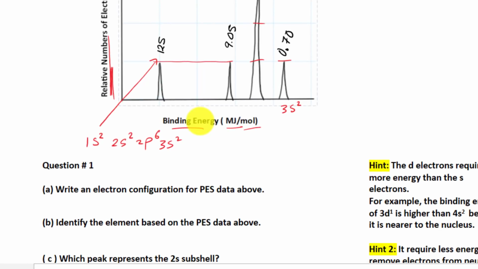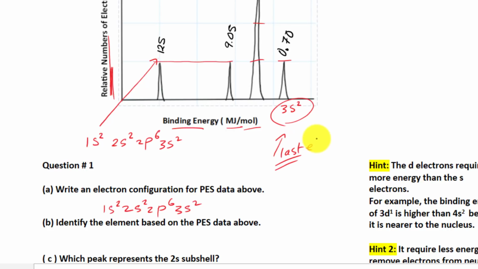So the first question that we can ask is, write an electron configuration for the PES data above, which we just did. Starting from the very beginning, we have 1s2, 2s2, 2p6 for that one right there, and then we have 3s2, and that's it. Next, identify the element based on the PES data above. Well, this would be the last electron right there.